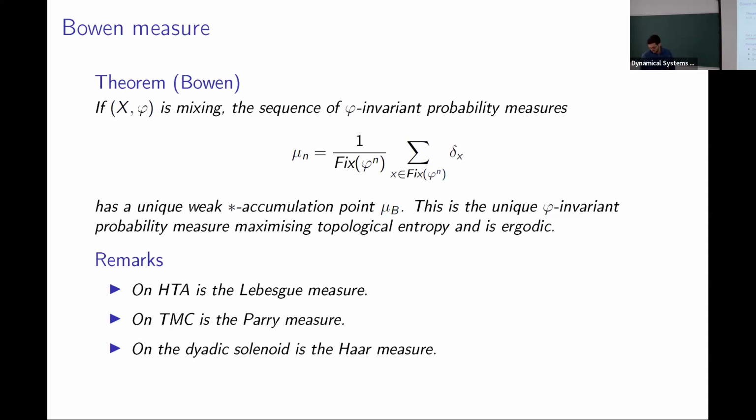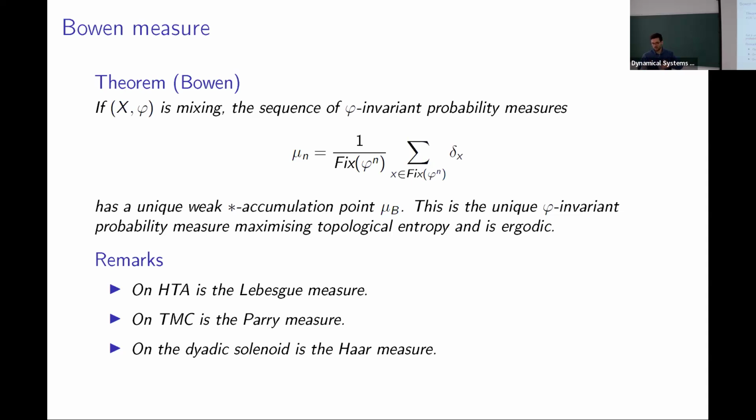For general amenable groups, don't you have this, that you have a unique weak star accumulation point? Yeah, but do you know that it maximizes topological entropy? This I don't know. It can be constructed in this way. Yeah, sure, of course.